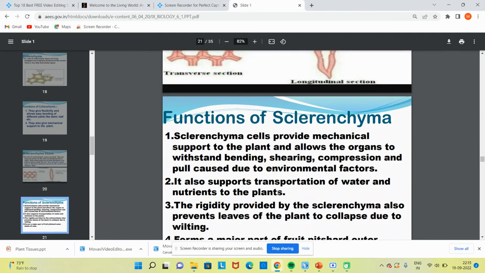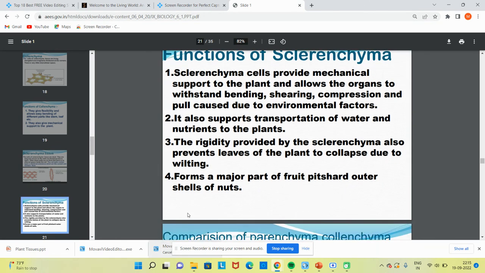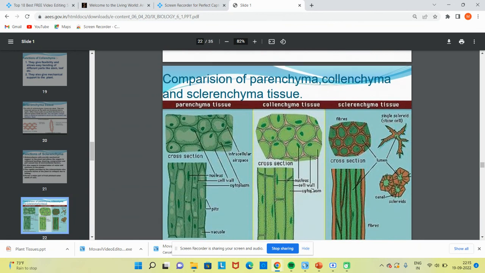And the functions of the sclerenchyma are: the sclerenchyma cells provide mechanical support to the plant and allow the organs to withstand bending, shearing, compression and pull caused due to environmental factors. So it also supports transportation of water and nutrients in the plants, and it also gives rigidity and mechanical strength to the plants, and also prevents leaves of the plants from collapsing due to wilting. It forms a major part of the fruit pit and the hard outer shells of the nuts. So these are the different types of cells, that is parenchyma cells, collenchyma and sclerenchyma.